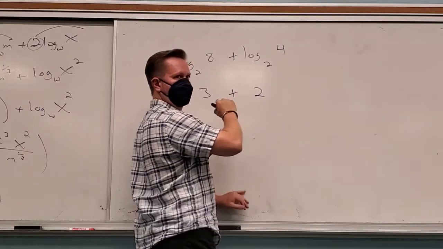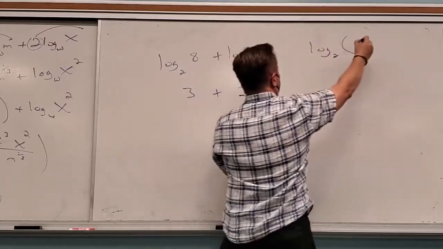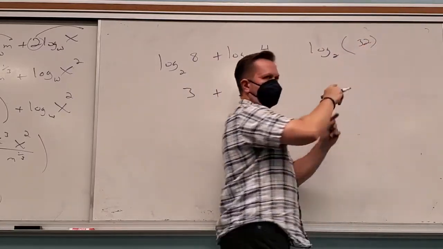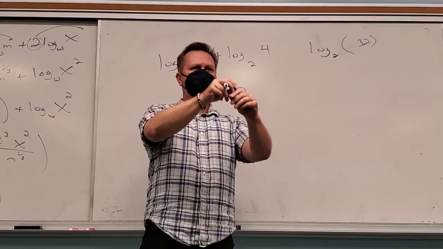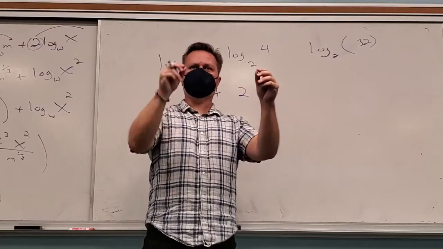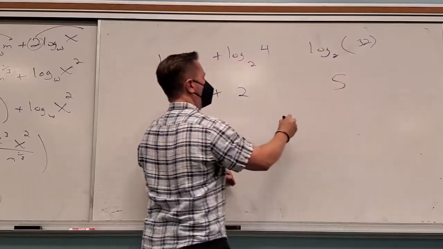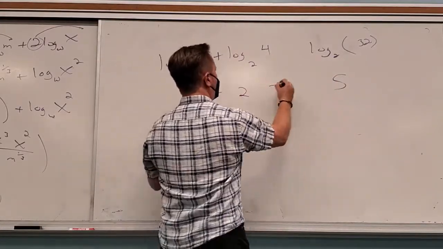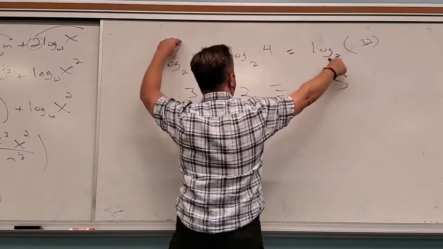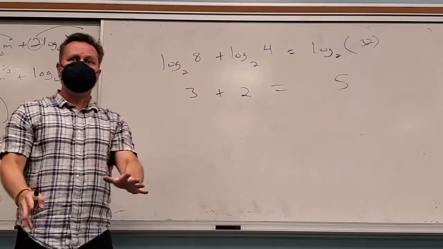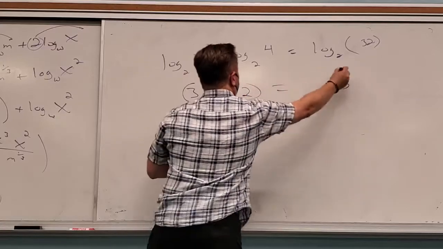2, right? All right, so what is log base 2 of 32? 32 is 2 times 16, right? Which is 2 times 2 times 8, which is 2 times 2 times 2 times 4, which is 2 times 2 times 2 times 2 times 2. It's five 2s. Are you guys with me? So isn't this 5? 3 plus 2 equals 5. So log base 2 of 8 plus log base 2 of 4 equals log base 2 of 8 times 4. Because when I multiply things with like bases, I add the powers.